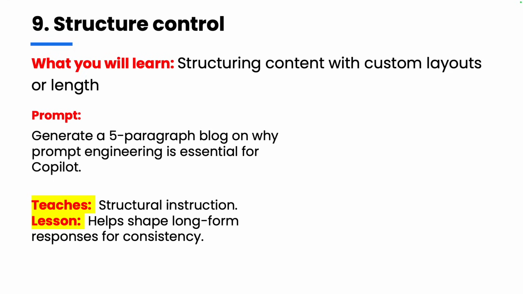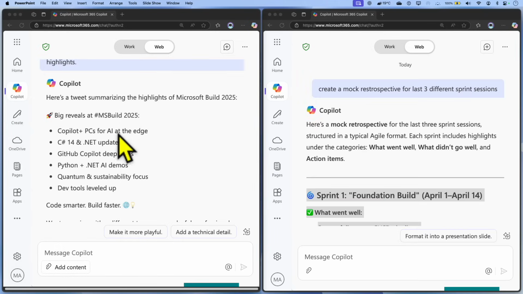You're not basically telling it, hey, create a blog post. That is a vague one. If in your mind you say, hey, I want 3 paragraphs and 2 sections of bulleted points, you can clearly articulate that and it is going to listen to your constraint and follow the structure control. So let's copy this prompt and go back to Copilot.